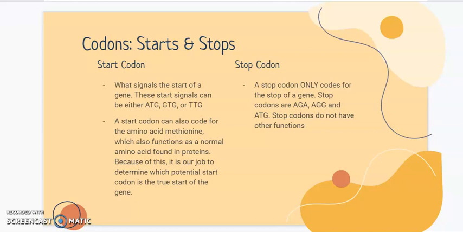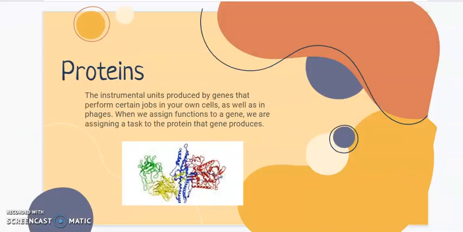The stop codon is going to be AGA, AGG, and ATG. And ATG is both a start and a stop. Look at that. Pay attention to that. The problem with the start codons is that they can also code for the amino acid methionine, which is just a normal amino acid. So we need to determine which one's a start and which one is methionine. So make sure to pay attention to that.